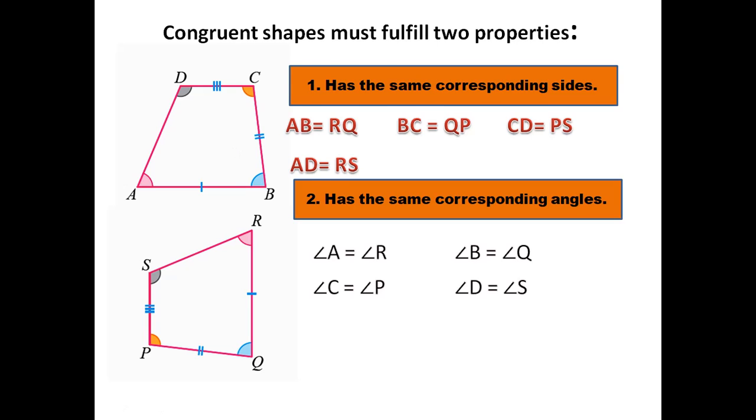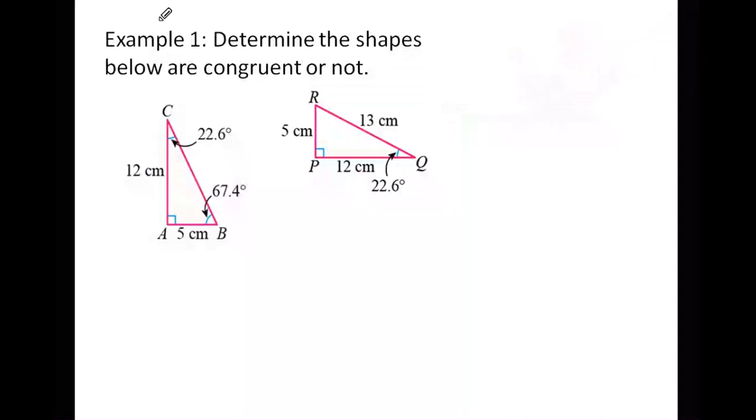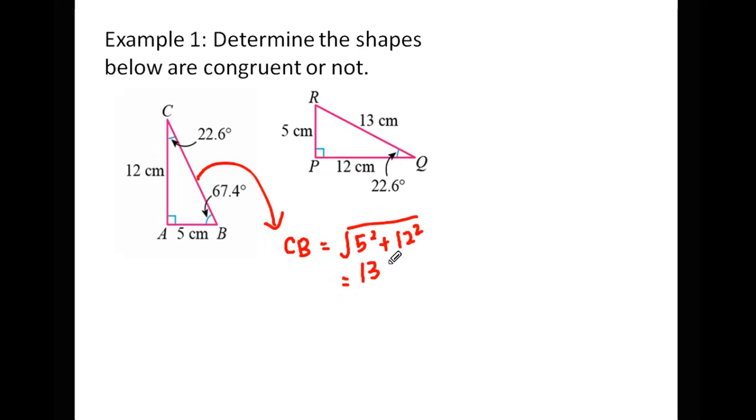Now students, we look at example 1: determine whether the shapes below are congruent or not. Let's see the first triangle. We have 5 cm here, 12 cm. We can find the line CB based on the Pythagoras theorem. CB is the square root of 5 squared plus 12 squared. After the square root, I get the answer of 13 cm. And here I already have all the angles.